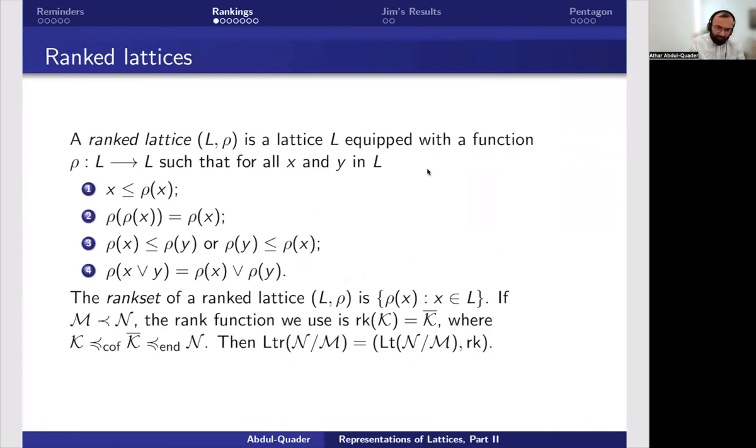Okay, so to remind everyone, this is a definition that Roman put up a couple weeks ago. A ranked lattice is a lattice L equipped with this function rho, which is the ranking function. Essentially, this ranking function has to be non-decreasing, and it has to be kind of a linear ordering.